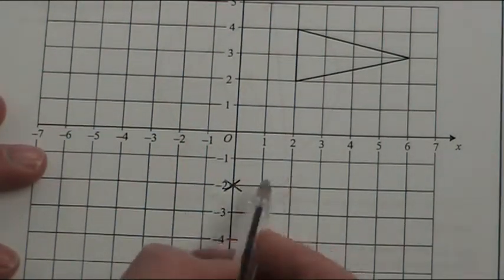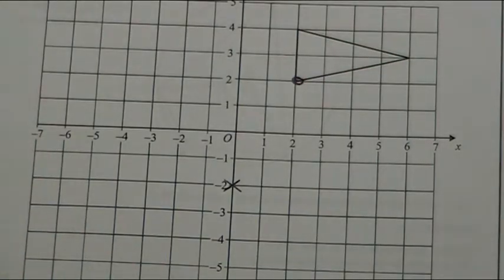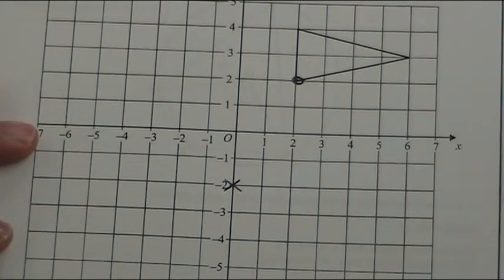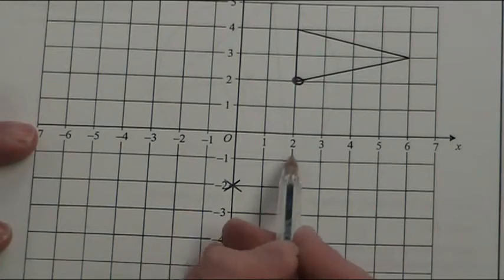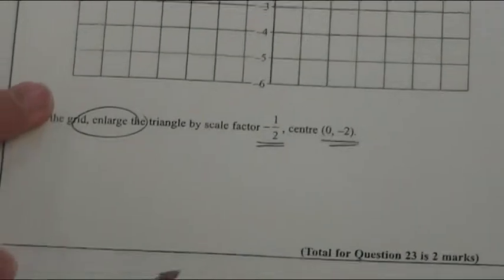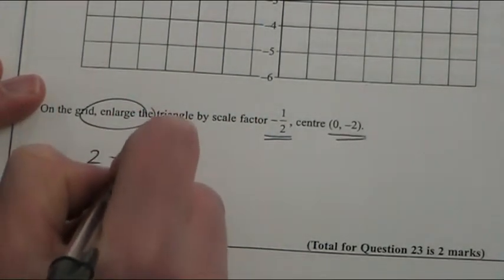So what I would like to do first is find the closest point to my centre of enlargement and work out how to get there. And generally in mathematics, when there's a graph, we always go in the x direction first and then the y direction. So that's what I'm going to do. 2 right and 1, 2, 3, 4 up. So what I'm going to do down here is write that. So it's 2 right and 4 up.